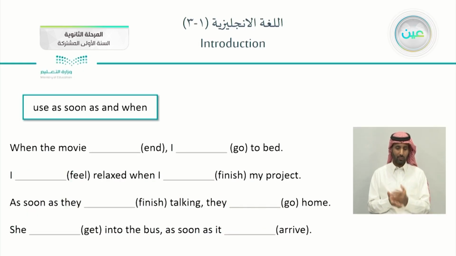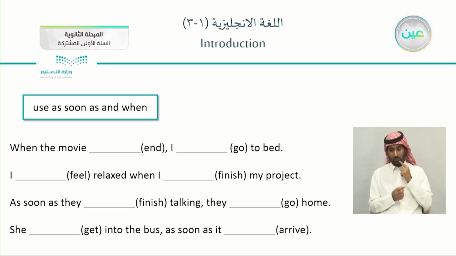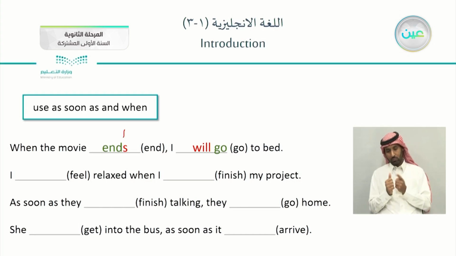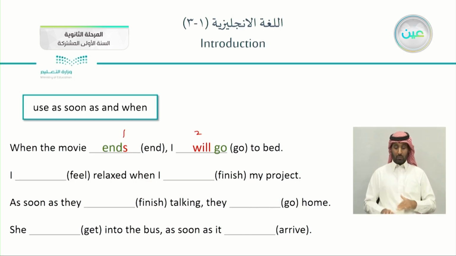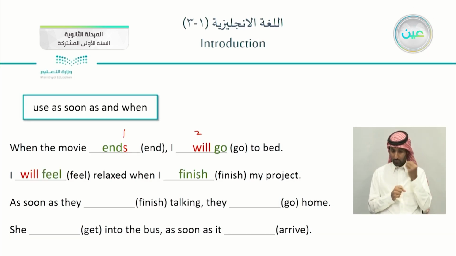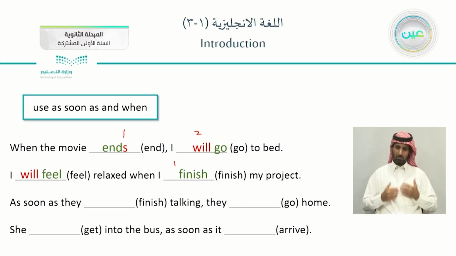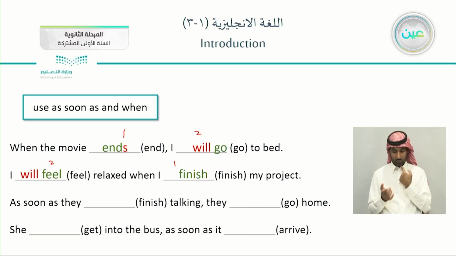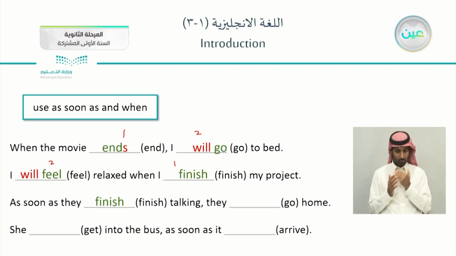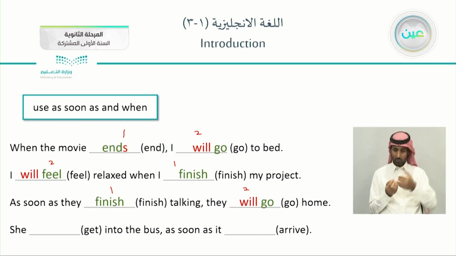Next is the use of as soon as and when to tell the order of the action. When the movie ends, I will go to bed. So first the movie ends, then going to bed. I will feel relaxed when I finish my project. So first finishing, then feeling. As soon as they finish talking, they will go home. They will finish first, then they will go.